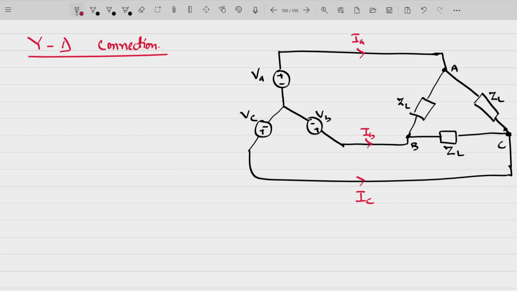These are your phase voltages in this particular case, actually generated from the system. But now what is happening here, from here there is some current. Let's say this is IAB. Let us assume the current in this path is IBC, and the current in this particular path is ICA.